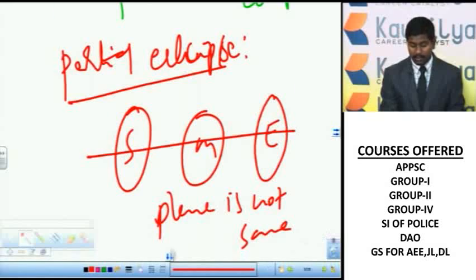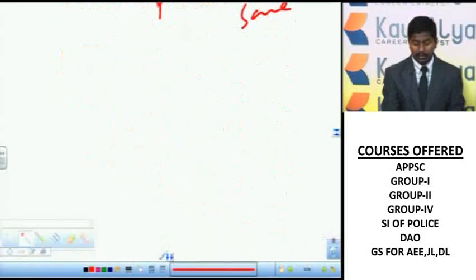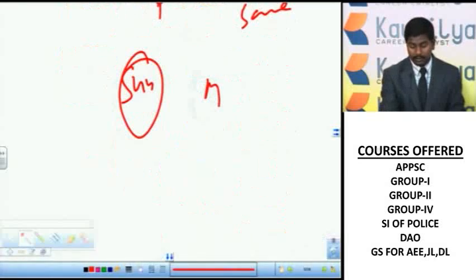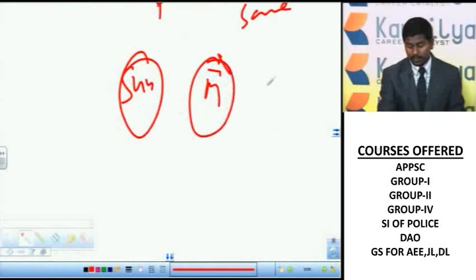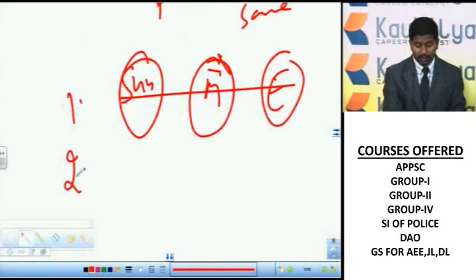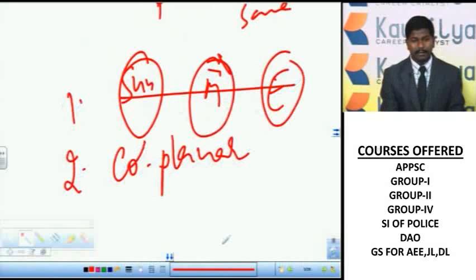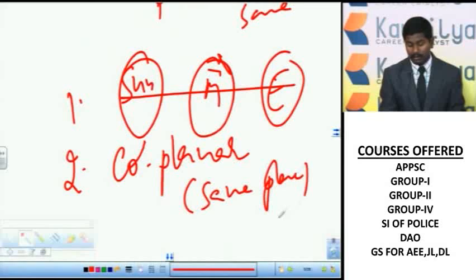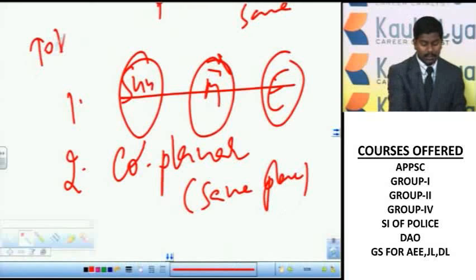But when the sun, moon and earth are on the same straight line, that is condition number one. Number two, if they are coplanar, meaning they lie on the same plane, then it is called a total solar eclipse or total lunar eclipse. It is the condition for a total eclipse.